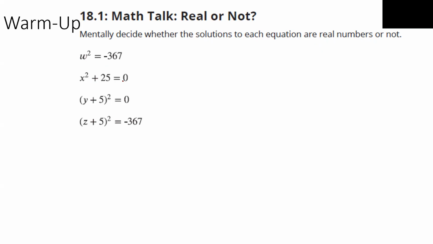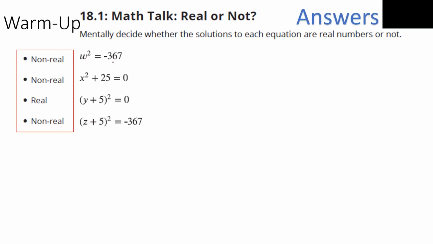All right, so now that you had a chance to determine which of these have real numbers as solutions and which ones do not, we're going to go over these. So here are the answers. The first one has non-real solutions. The second one has non-real solutions. The third one has real solutions, and the fourth one has non-real solutions. So if you selected the first two and last one, you got it correct. Now I'm going to go over why these have non-real solutions and why this one here is the only one that has a real solution.